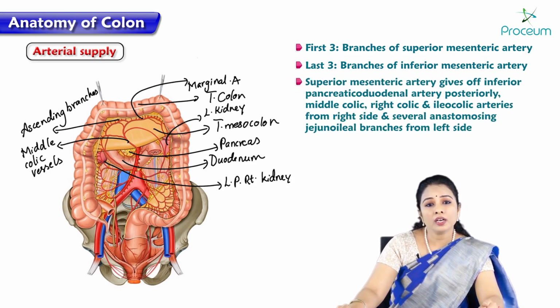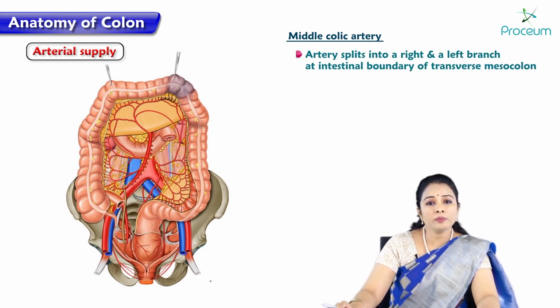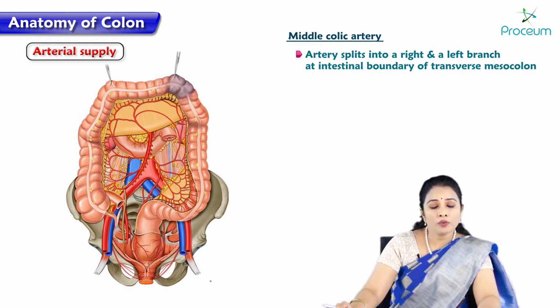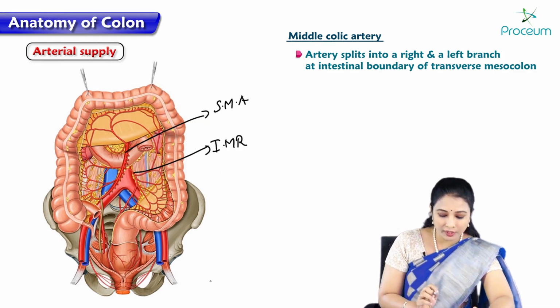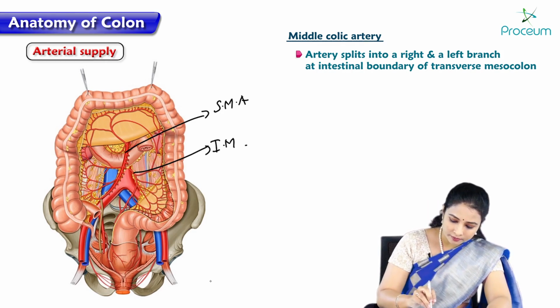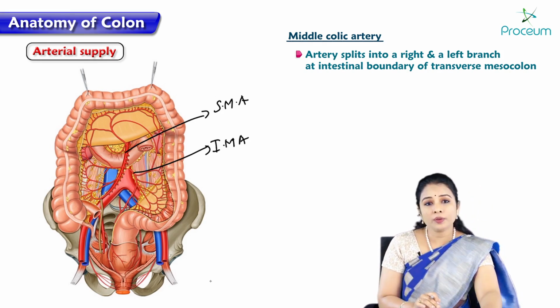So the superior mesenteric artery gives off the inferior pancreatico-duodenal artery posteriorly, and the middle colic artery, right colic artery and ileocolic artery from the right side, and several anastomosing jejuno-ileal branches from the left side. Middle colic artery splits into right and left branches at the intestinal boundary of the transverse mesocolon. So here we see the superior mesenteric and inferior mesenteric arteries, which are direct branches of the abdominal aorta.